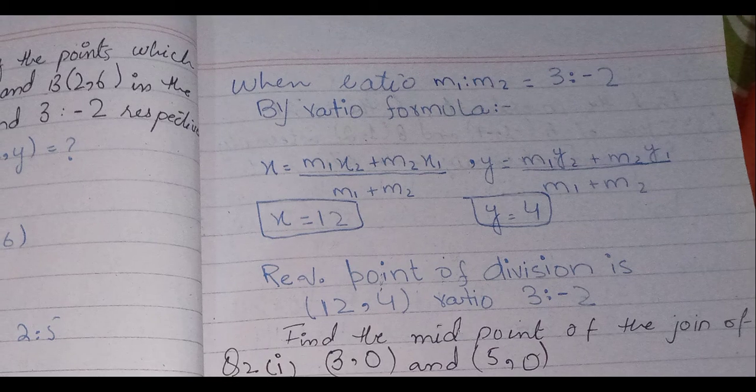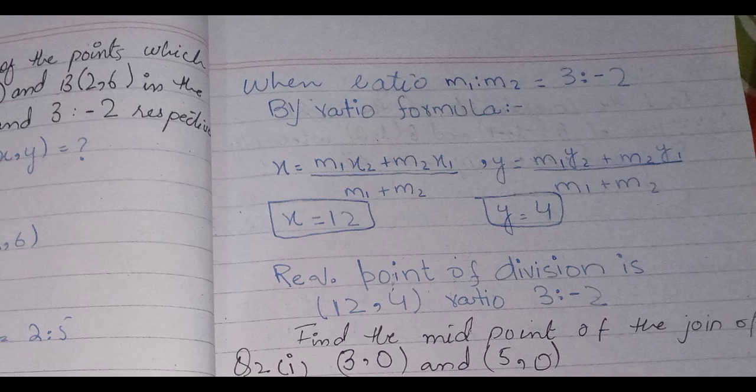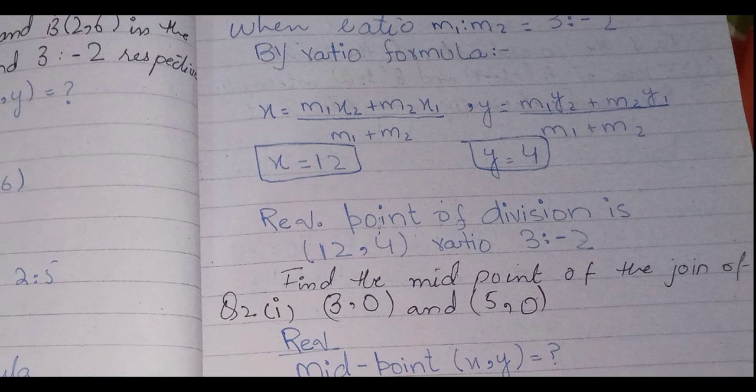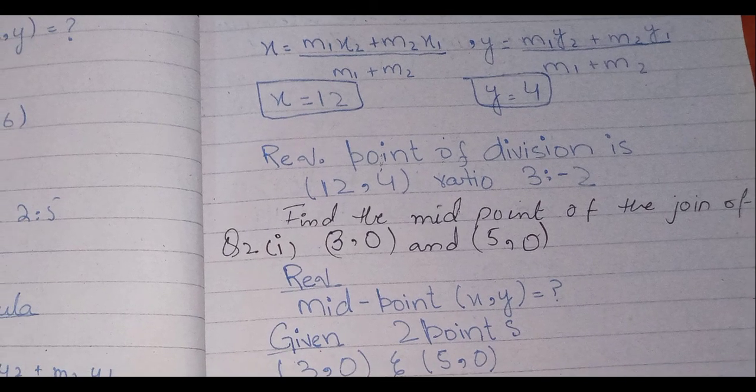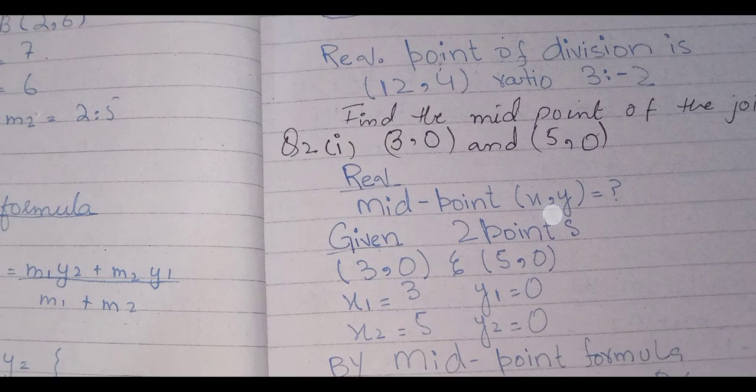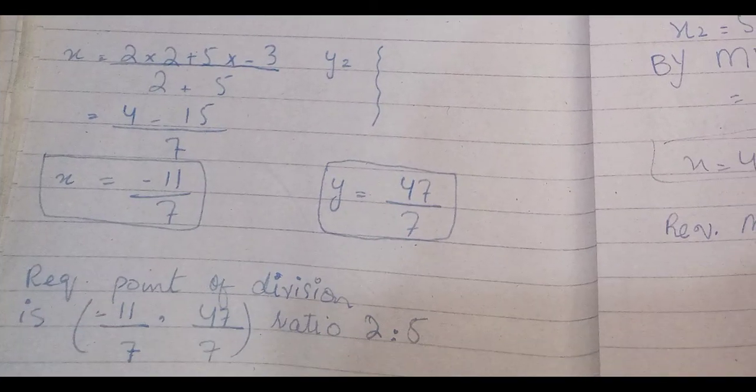Now look here, when the ratio is 3:-2, we will change m1 and m2. Now m1 is equal to 3 and m2 is equal to -2. Just change the values and we will get the point of division again when the ratio is 3:-2. So what does this mean? First we have the ratio of 2:5, meaning the bar is cut in the ratio of 2 on one side and 5 on the other side.